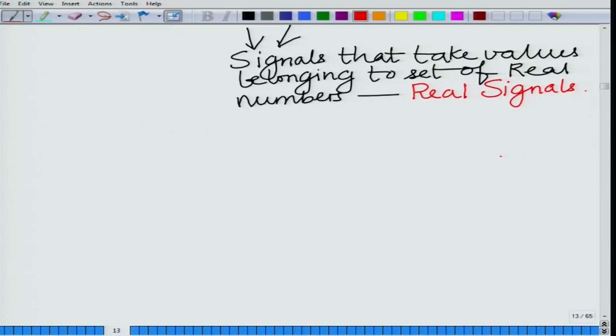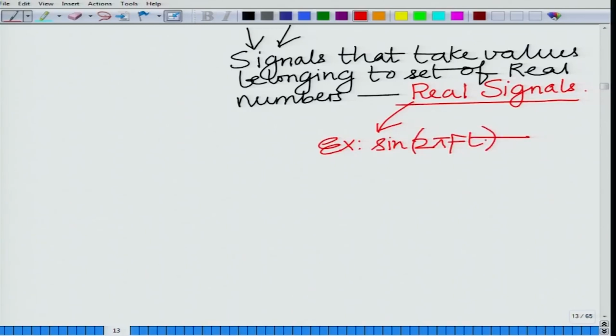On the other hand, for instance, and again examples are abundant. For instance, again you go back to the previous signals, that is sine 2 pi f t or e to the power of t. Both of these signals, needless to say, take only real values. So, these are real signals.